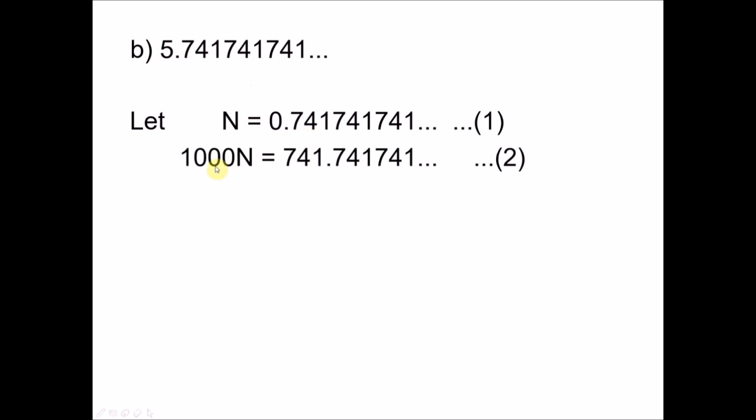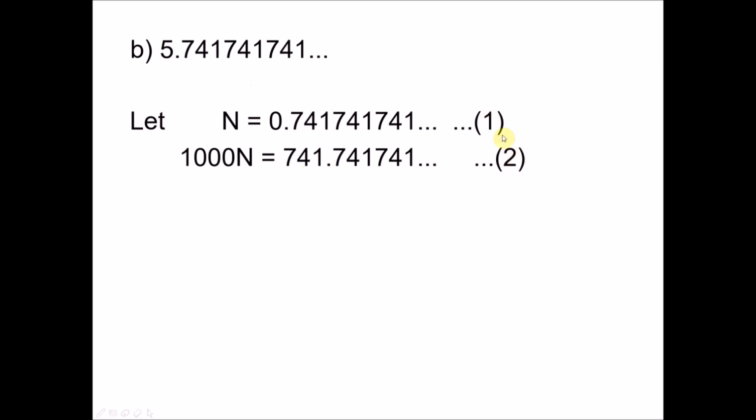We have 5.741741741. This time the repeating digits are 7, 4, and 1, so there are 3 repeating digits. We ignore the 5 because it is not involved in the repeating part. So we let n equal 0.741741, leaving out the 5. Since there are 3 repeating digits here, we multiply by 1000. So for equation 2, we multiply both sides by 1000, and you get this.